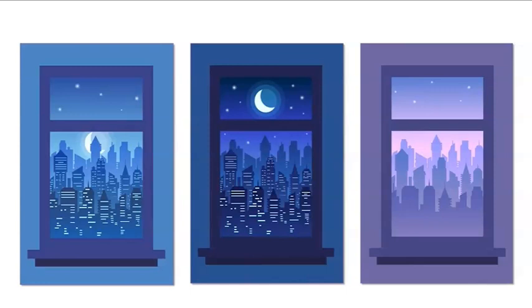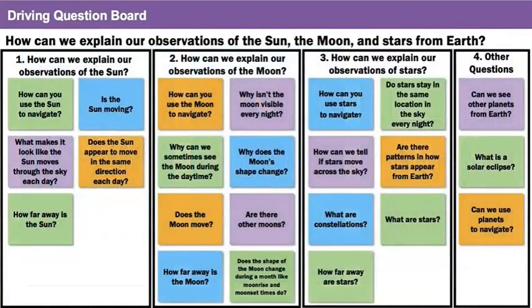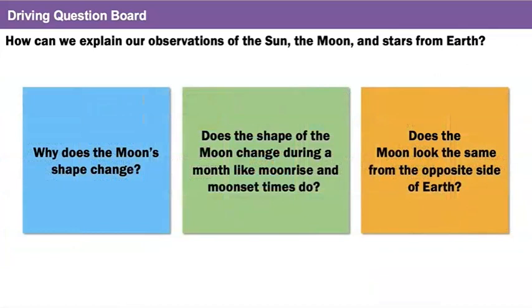But I still have some questions. Do you? Look at our second driving question board category. We've answered a lot of our questions about the moon, but I don't think we have answers to these questions yet. Why does the moon's shape change? Does the shape of the moon change during a month like moonrise and moonset times do? Does the moon look the same from the opposite side of Earth?